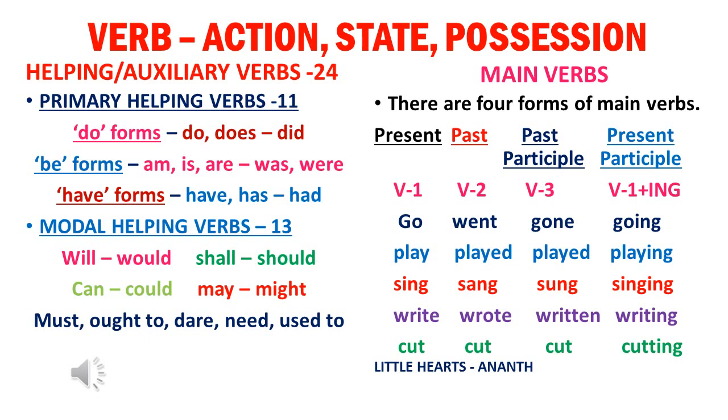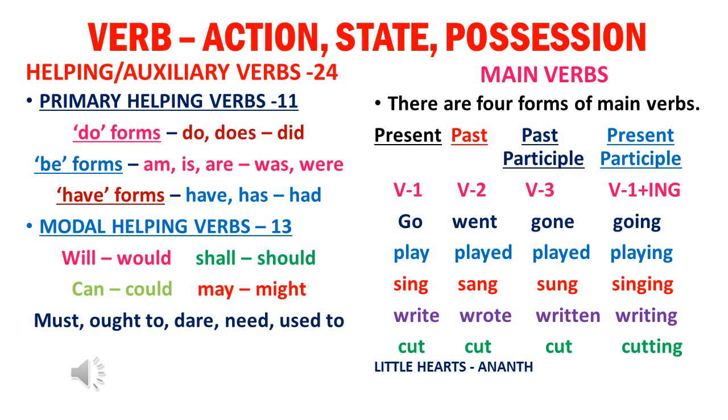There are two types of verbs in English grammar. They are helping verbs and the main verbs. Helping verbs are 24. They are also called auxiliary verbs. They are again divided into two types. One is primary helping verbs or primary auxiliaries.